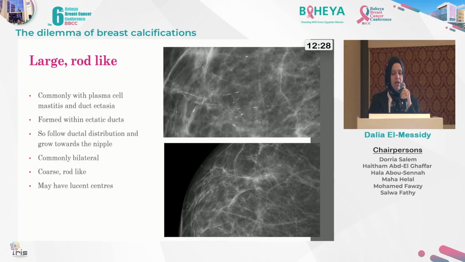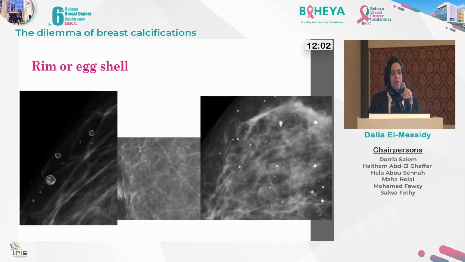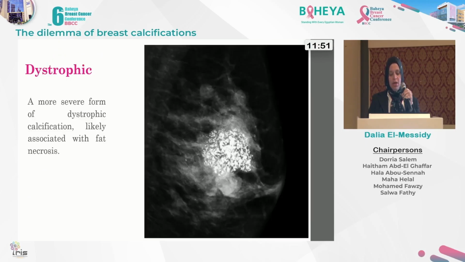Large rod-like calcifications are usually associated with benign conditions such as plasma cell mastitis and duct ectasia. They are formed within the ectatic ducts and so follow a ductal distribution and grow towards the nipple. They're commonly bilateral, large and rod-shaped, and may contain lucent centers. Another type is the round or punctate calcification, especially if they contain a lucent center. The rim or eggshell calcifications commonly accompany small oil cysts. Another type is the dystrophic calcification, which usually follows irradiation or trauma, and a more severe type of dystrophic calcification can accompany fat necrosis.